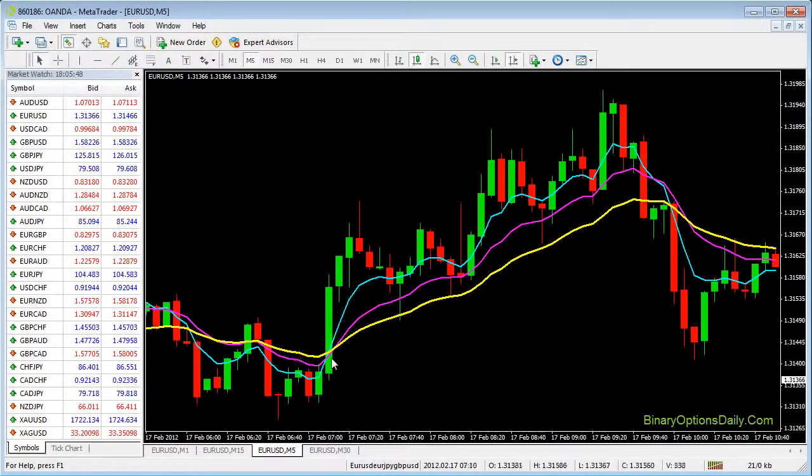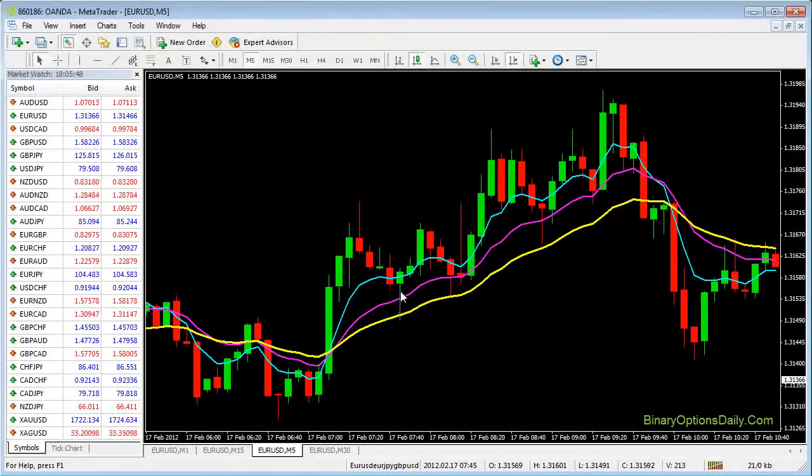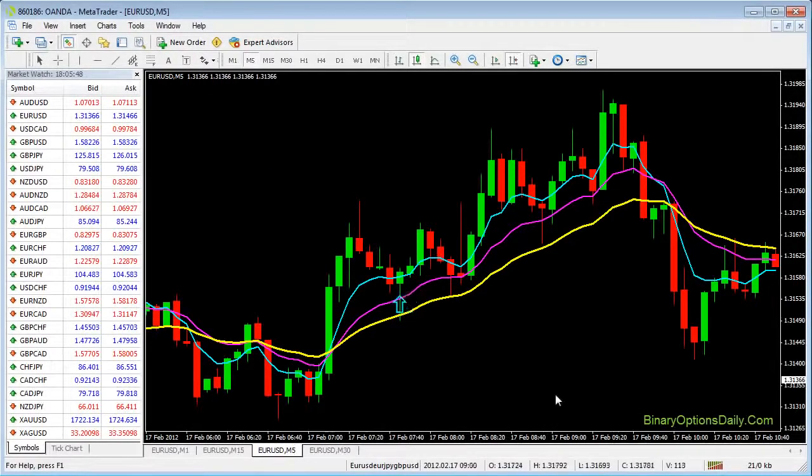As you can see right here, as soon as they both crossed the 26-period moving average, what I'm looking for to be able to take an entry with binary options is for price to retrace back down, also known as a pullback, to around the 14-period moving average. So I'm going to go ahead and add an arrow right here just so you can see what I'm talking about. Make that a little bit lower.